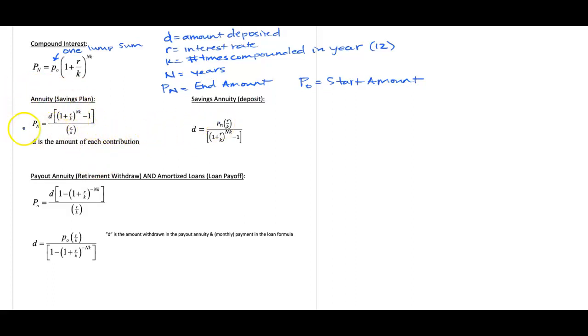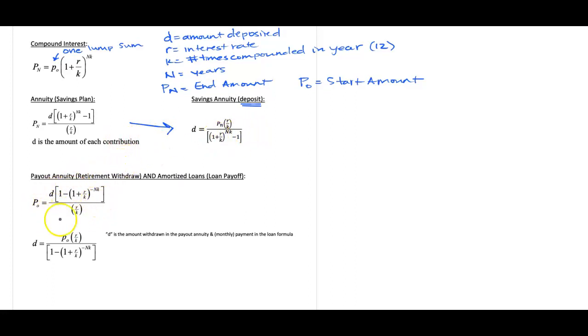And so on this one, that annuity savings plan, I solved it for D, and I got this, okay? So this is just this formula rearranged so that D is by itself. That's this formula. Okay, so if it is asking you how much you need to deposit, or how much you need to put in the account every month in order to end up with some larger lump sum, okay?